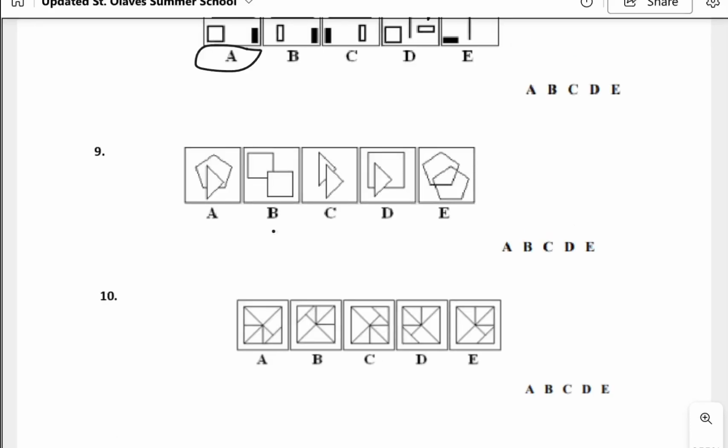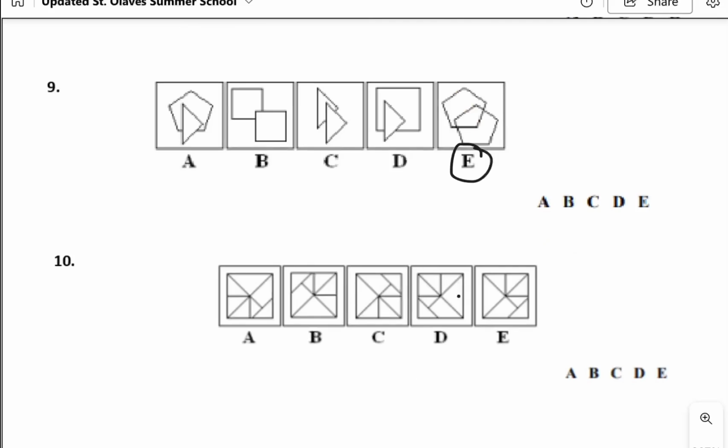And then for 9, we can see that the shapes are interlocked, but they are opaque. You can't see through them. E is the only one where the two shapes are transparent. You can see the shape behind it, unlike these ones.